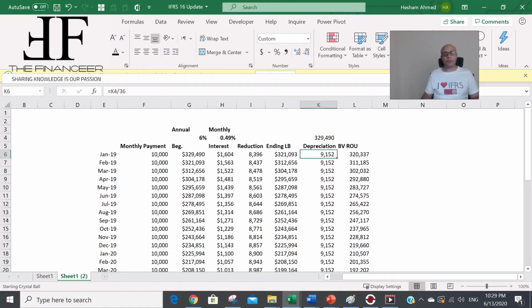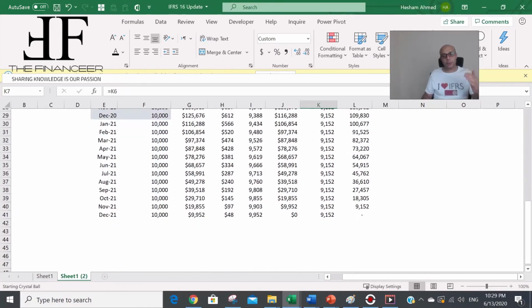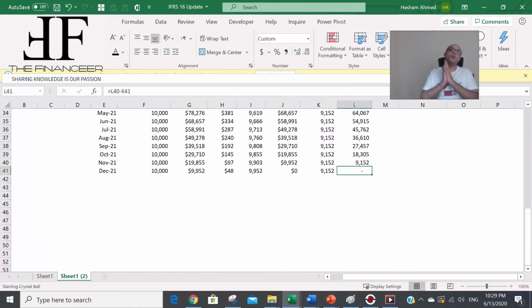And if you are going to depreciate in the first month 9,000, and this is the beginning value of the right of use, so this will be the ending balance at the end of the first month. And you are going to say ending balance of the second month equals the ending of the first month minus the depreciation of the second month, and you are going to do the calculations up to the end of the 36th in order to reach 0.